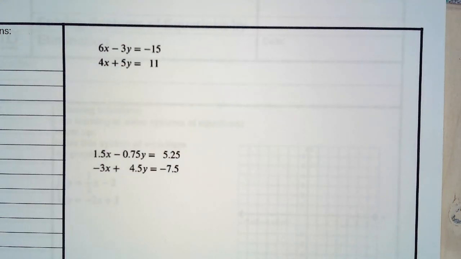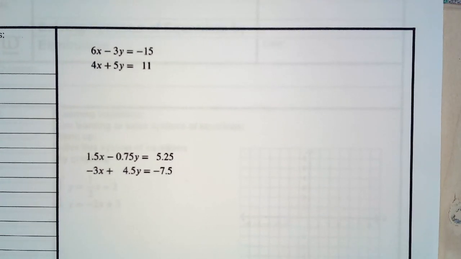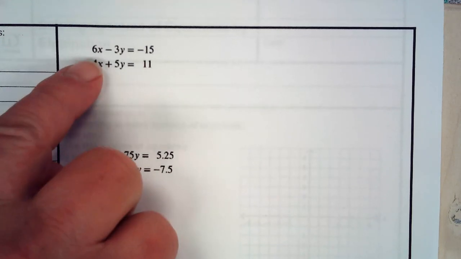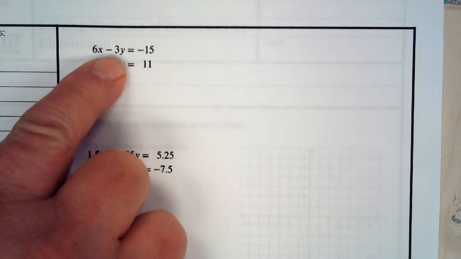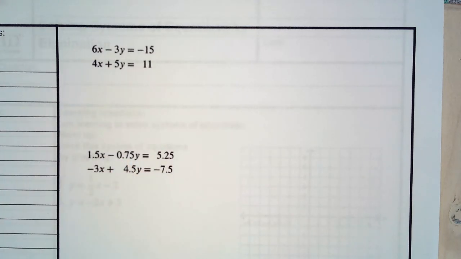For the next one, pause the video and see if you can get it set up. Once again, you're going to look at your coefficients of x and your coefficients of y and decide which one you want to use to create those opposites. These are both positive. These are a negative and a positive. Which one's easier? I don't know. Pause the video and try.